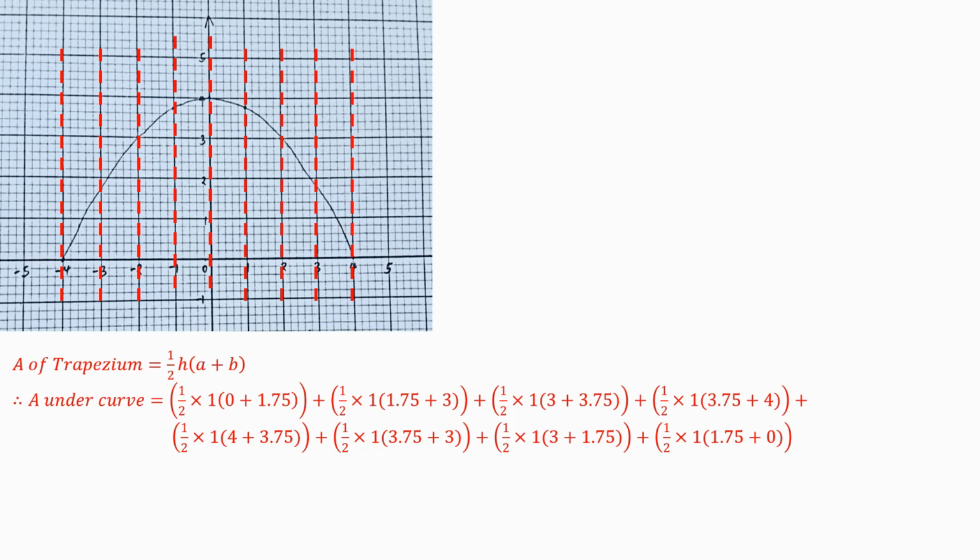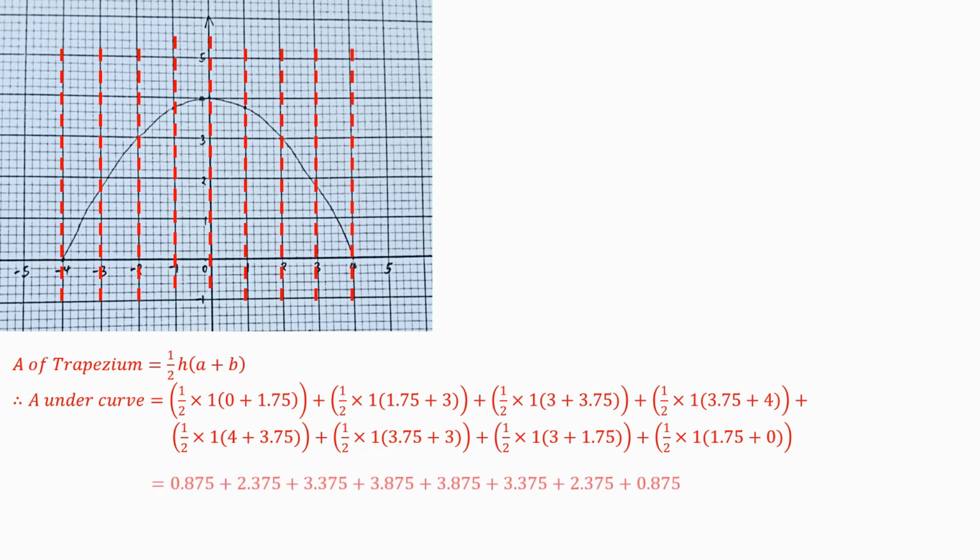Then we have a half times 1 into 1.75 plus 3, plus a half times 1 into 3 plus 3.75, plus a half times 1 into 3.75 plus 4, plus a half times 1 into 4 plus 3.75, plus a half times 1 into 3.75 plus 3, plus a half times 1 into 3 plus 1.75, plus a half times 1 into 1.75 plus 0.